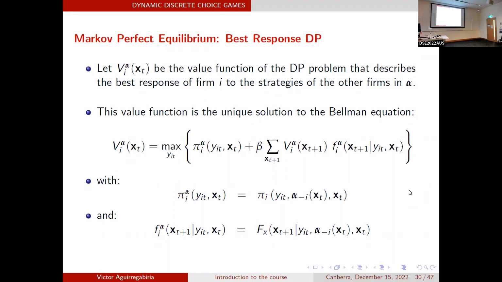Any question about this? Sure. Yes, this is subgame perfect equilibrium. Markov perfect equilibrium is a particular case of subgame perfect equilibrium. Yeah, good.